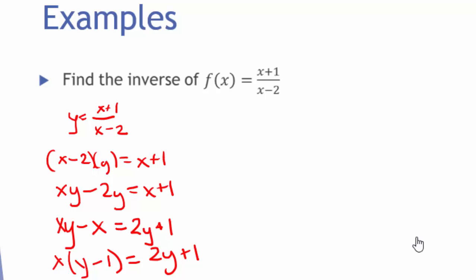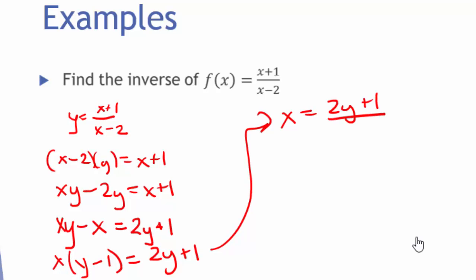Keeping in mind that the operation going on between the x and the y minus 1 is multiplication, we undo that using division. So therefore x is equal to (2y plus 1) divided by (y minus 1). So that completes step 2. I have solved for x in terms of y. X is isolated, there are no more x's on the right-hand side.